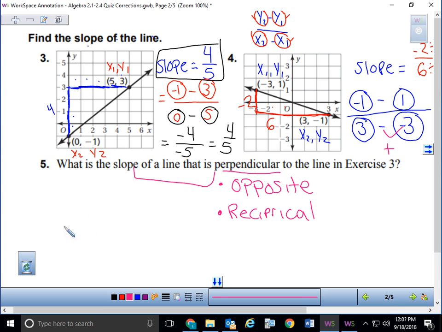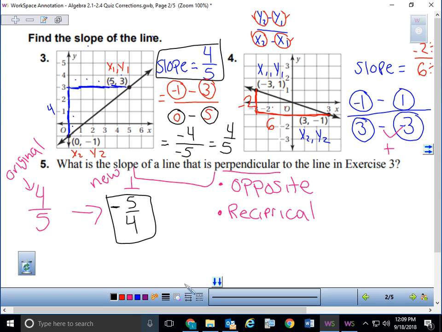And the slope to begin with in exercise 3 was 4 over 5. So this is the original. To get to our new slope of our perpendicular line, remember this is our symbol. It looks like a right angle symbol for perpendicular. It means opposite, so different signs. Right now 4 over 5 is positive, the opposite is negative. Flipping, or the reciprocal, is flipping 4 over 5 upside down to be 5 over 4. That is your new slope. It's the opposite, different signs, and reciprocal is flipped upside down.